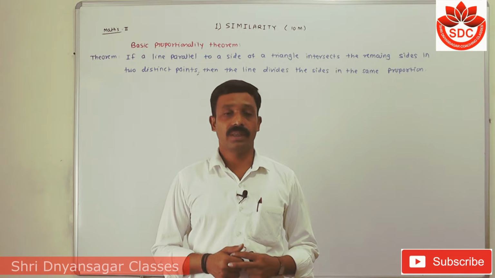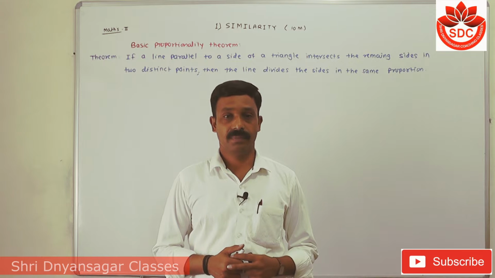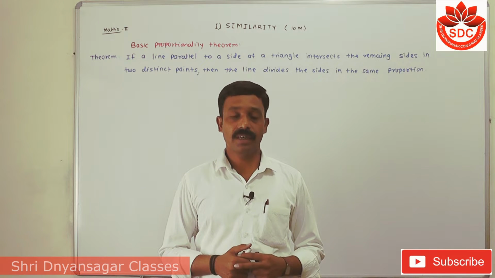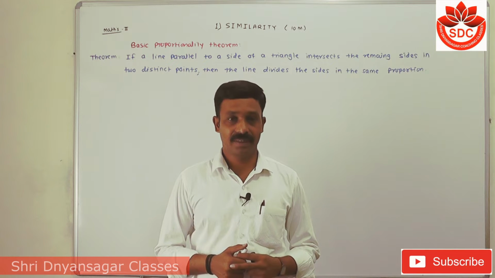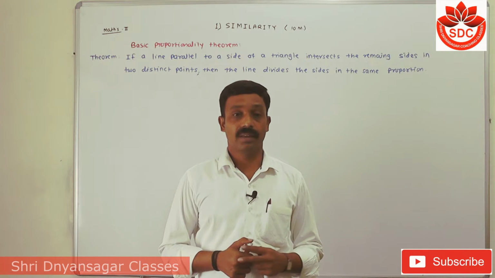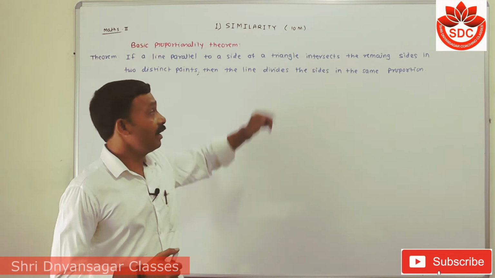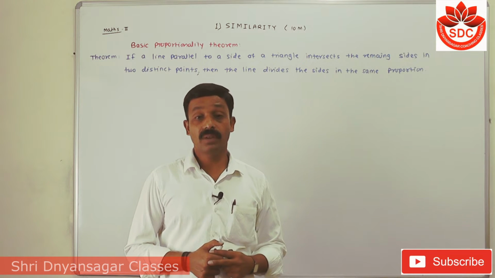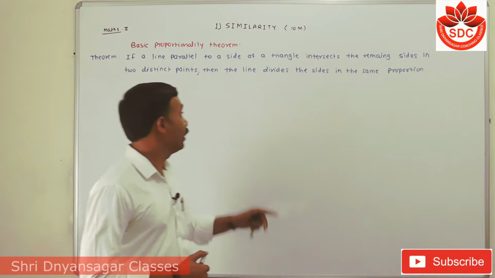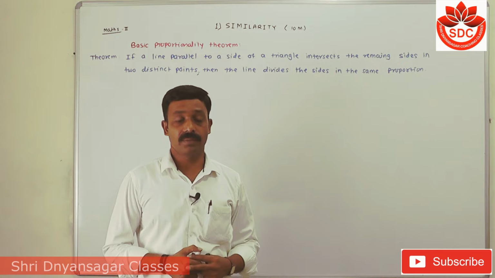Students, today we discuss a very important theorem of the chapter on similarity. The name of that theorem is the Basic Proportionality Theorem. Students, the statement of this theorem is that if a line is parallel to a side of a triangle and intersects the remaining two sides in two distinct points, then it divides the sides in the same proportion.